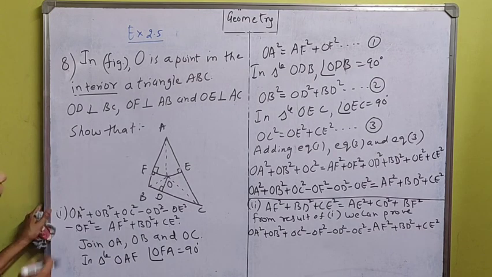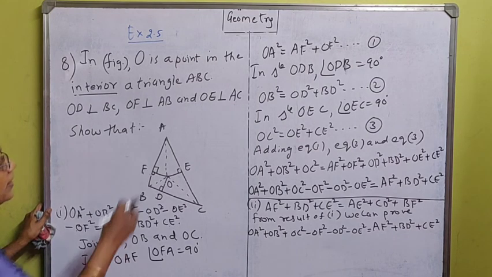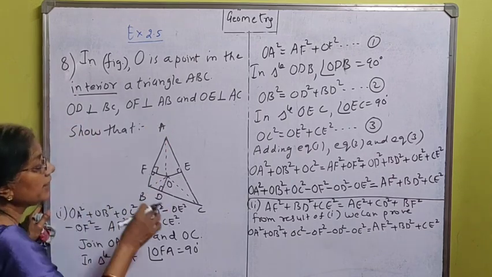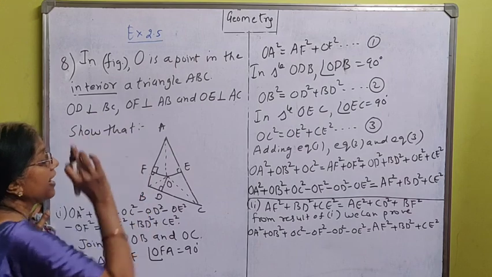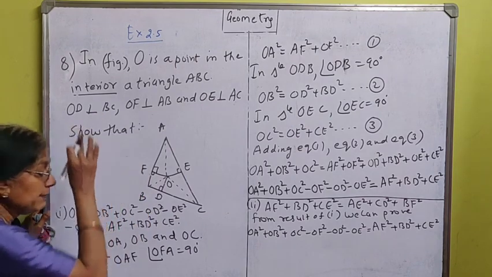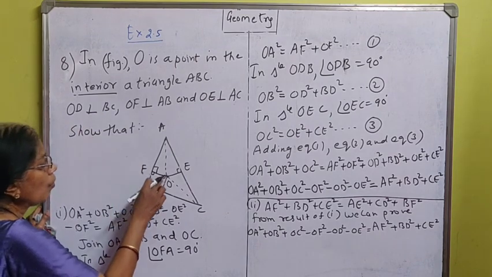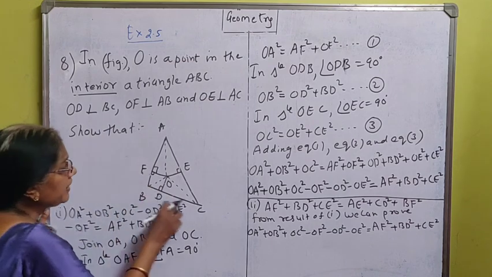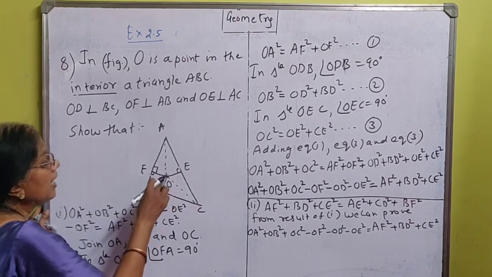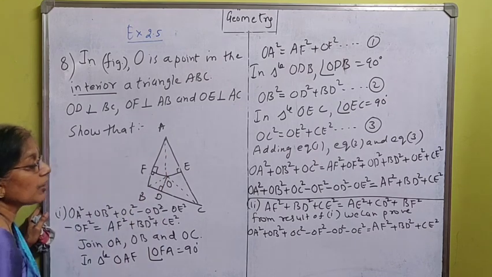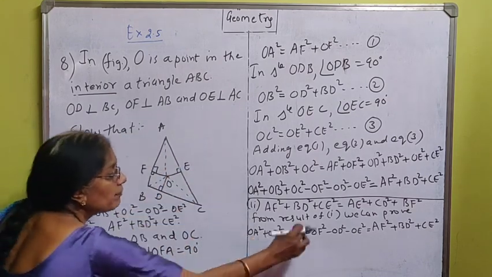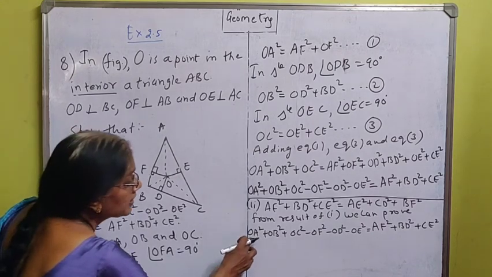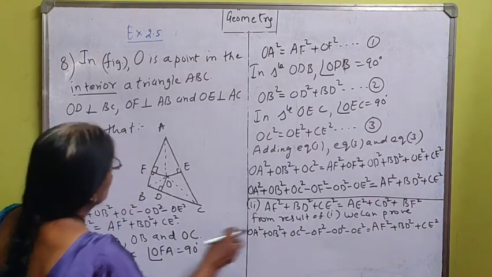Okay. Now, which are the triangles we have taken? AOF triangle we have taken, BOD triangle we have taken, COE triangle we have taken. Now, the remaining triangles are left out. OBF is left out, then ODC is left out, and OAE is left out. Those triangles will help us to prove this. Now look here. What is given? OA square plus OB square plus OC square.